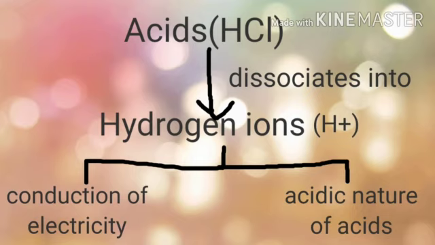We have also observed that no conduction of electricity is taking place in the case of glucose and alcohol. The reason is that they don't dissociate into ions, and as ions are not produced, there is no flow of electric current.